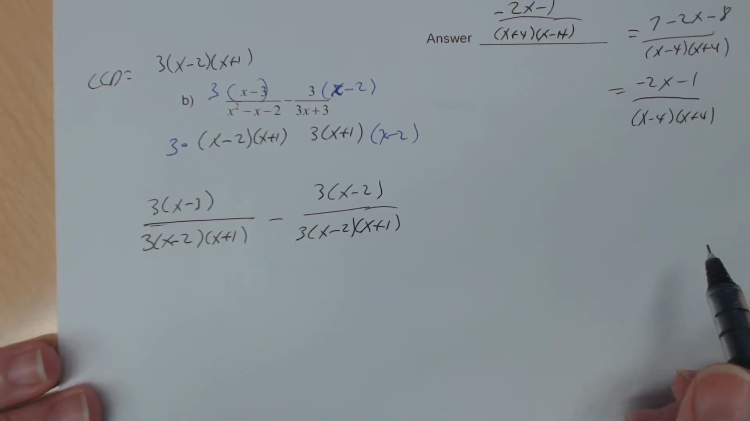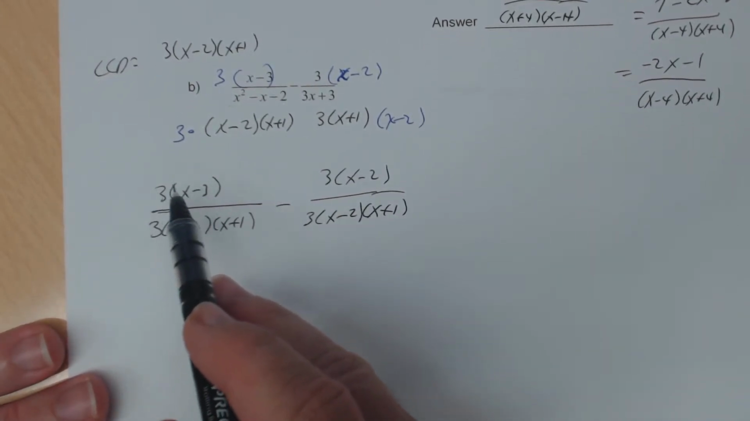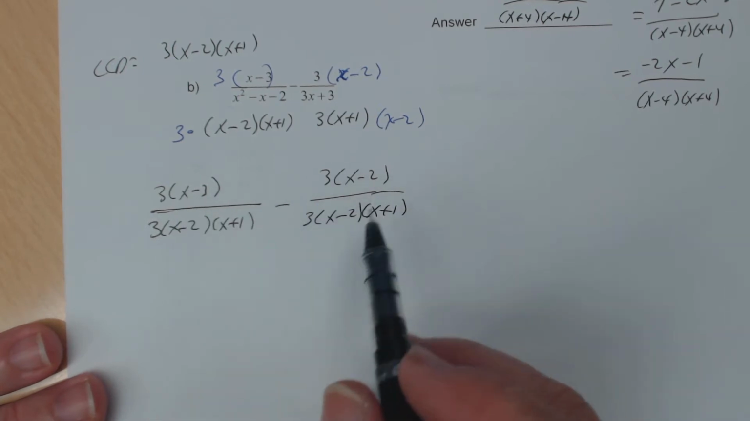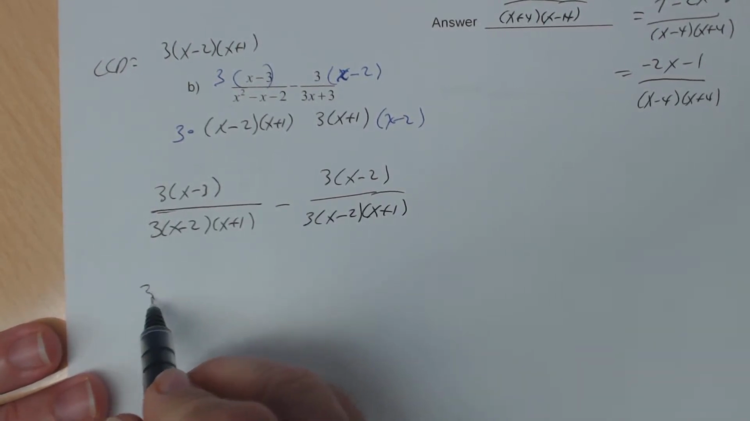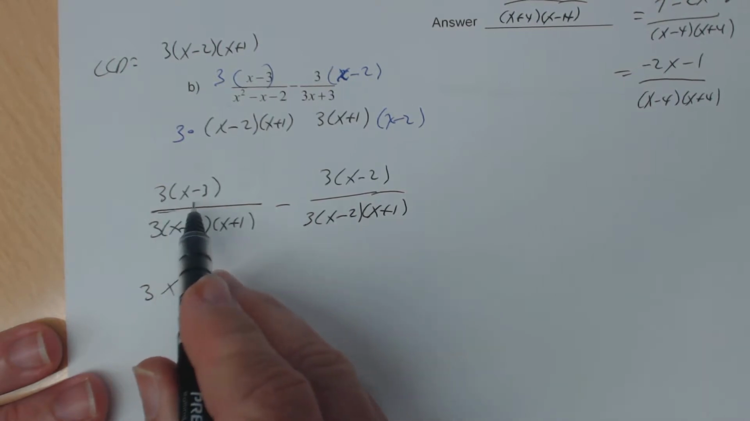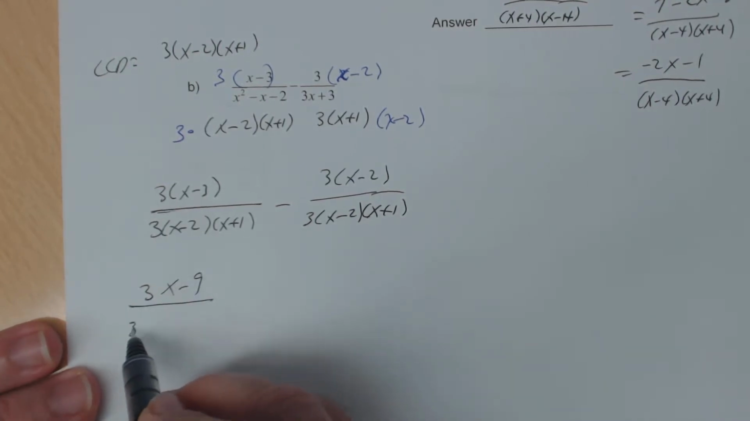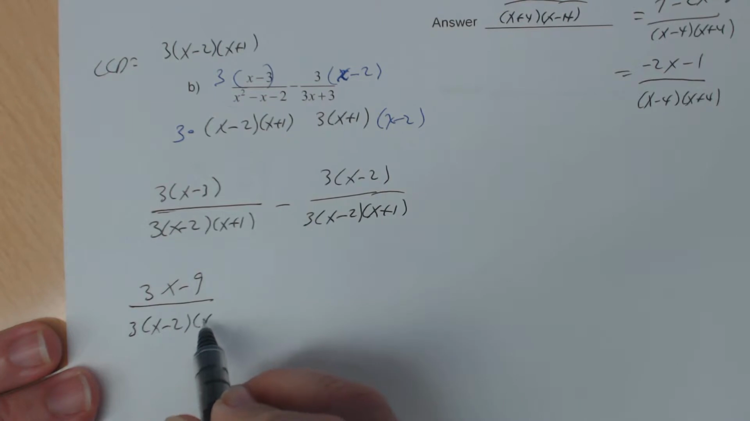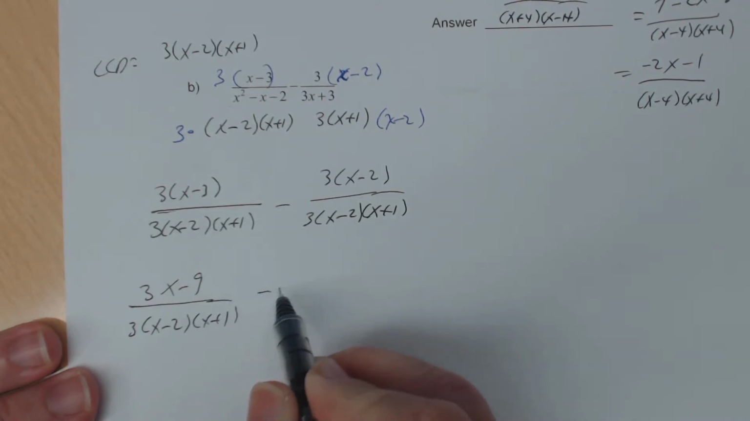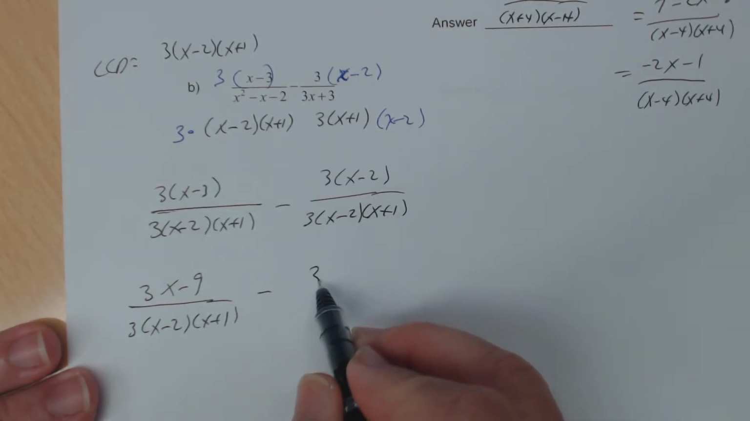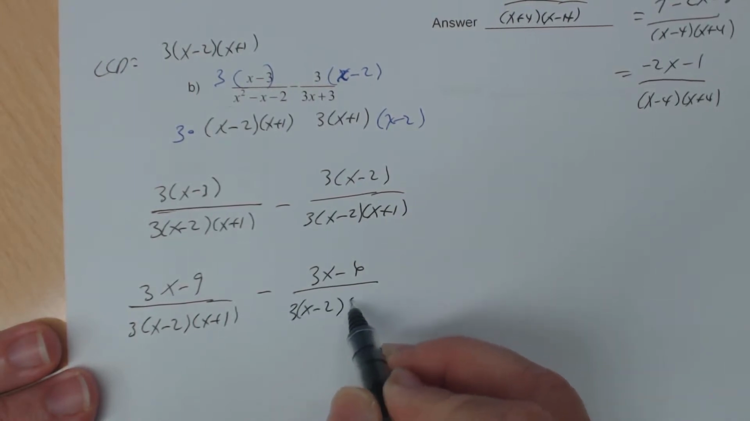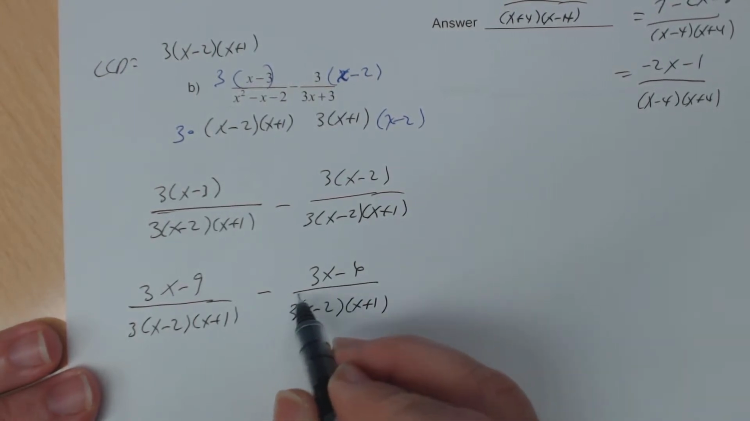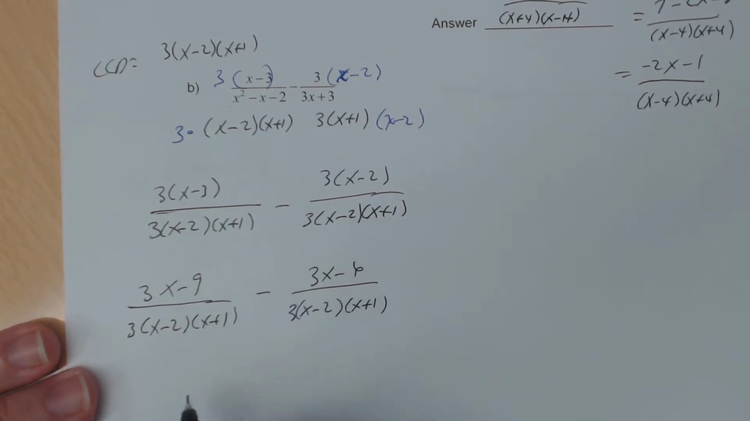That's what I have. Now let's get rid of the parentheses in the numerator, so I'm going to use the distributive property. Leave the denominator factored. So I get 3x minus 9 over here, divided by the denominator, the LCD, minus, and over here that's 3x minus 6. Now I'm going to subtract. I'm going to write this as one fraction now.